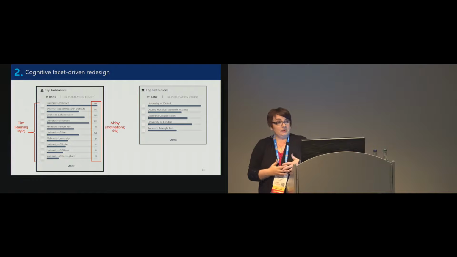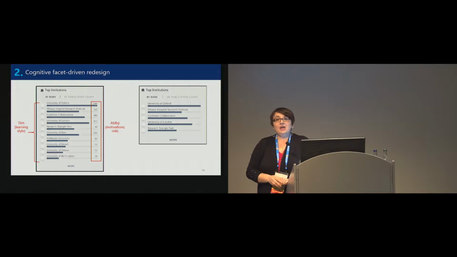For the Abby persona, and particularly her values on the motivations and risk facets, Abby is task-oriented, doesn't have time to mess around and tinker and play around with technology if she doesn't know what the result is going to be. She also tends to be more risk-averse. So we had the publication numbers shown on the filters. The filters didn't look a lot like filters, right? They look more like a bar chart.